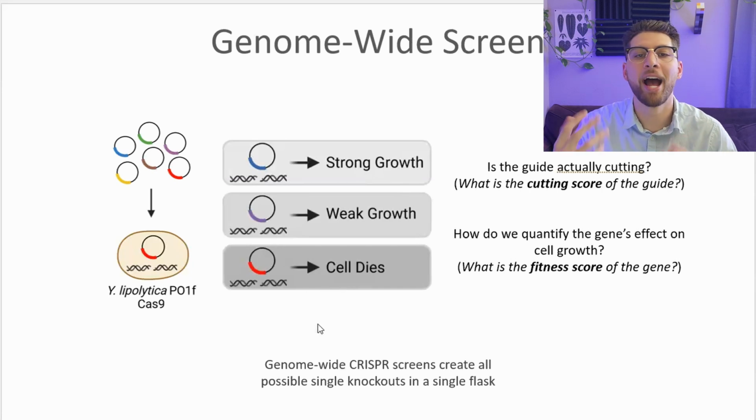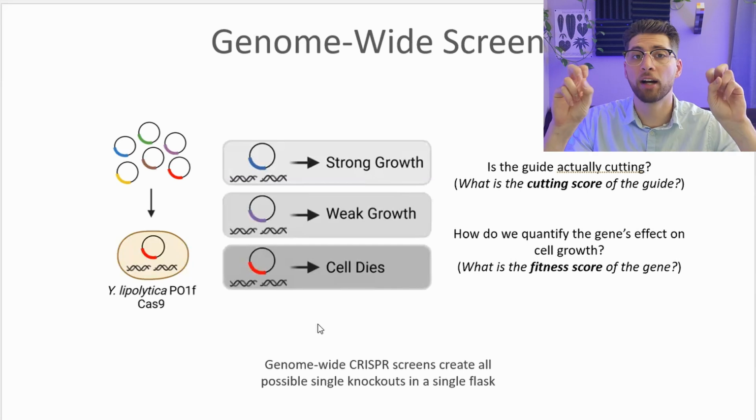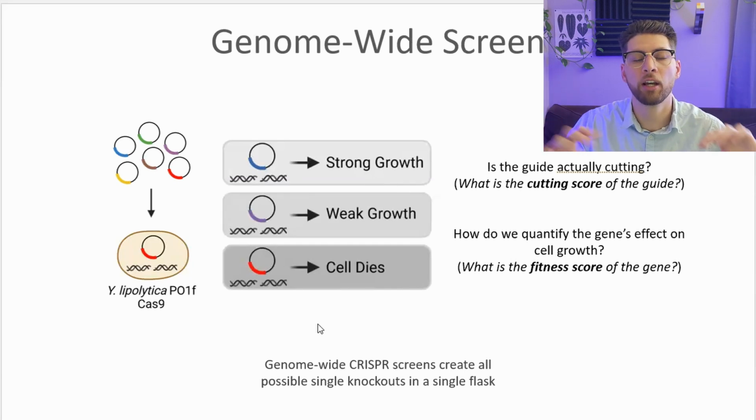So cutting score is how well a guide actually cuts. Of course, the guide isn't actually cutting. Really, this is a question of how efficient is that guide at allowing Cas9 to cut. But we call this cutting score because effectively we say that the guide is cutting, even though it's not actually doing the cutting.